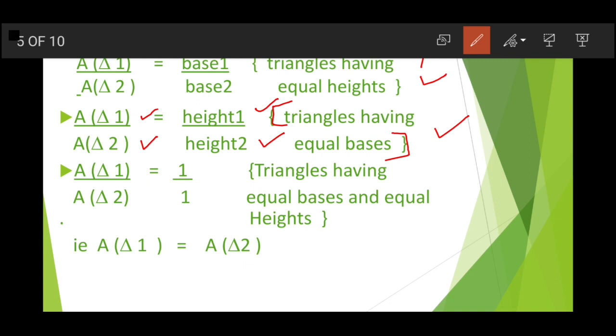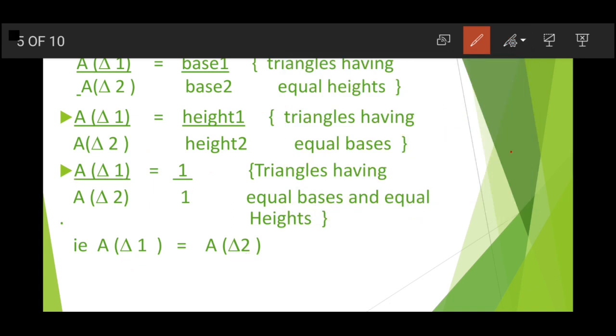The fourth condition that we already discussed, that is, if the triangles are having equal bases and equal heights, then the ratio will be area of triangle 1 upon area of triangle 2 is equal to 1 upon 1. As I already told you, by cross multiplication we get both the areas will be equal. That is, area of triangle 1 is equal to area of triangle 2.